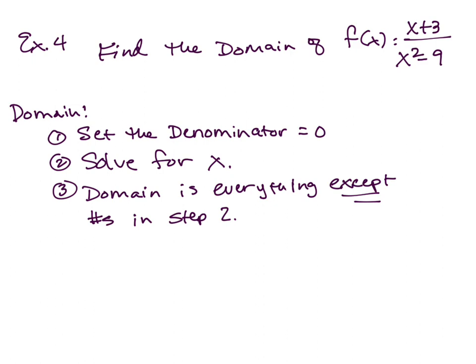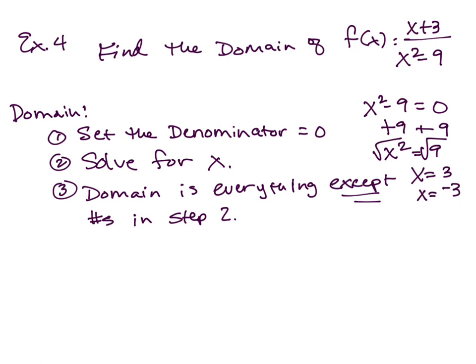So if we're supposed to find the domain of this function, 1, we're going to set the denominator equal to 0. The denominator here is x squared minus 9. We're going to set x squared minus 9 equal to 0. Step 2, solve for x. You could add 9 to both sides. So x squared equals 9. What does that make x? 3 or negative 3. Remember, when I square root, I've got 2 options. Plus or minus 3.